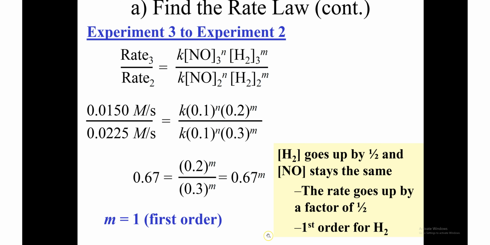Now for reaction 3, it's a little different, because again we're getting those decimal points, but the idea is still the same. Once we do that, we find 0.67 equals 0.67, so this has to be first order, because if I'm increasing or decreasing H2 by half, the rate is going to go up by half as well. So this is going to be a first order reaction, because the rate is changing in the same proportion.